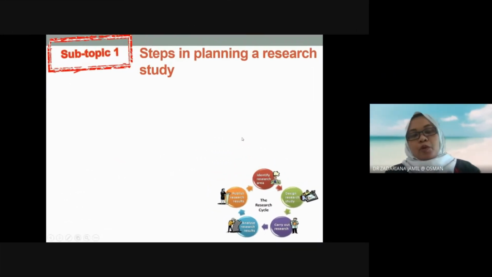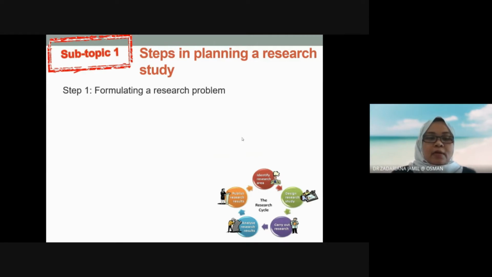Let's look at subtopic 1, steps in planning a research study. What are the steps to plan a research? Let's look at the first step. The first step is to formulate a research problem. You need to identify your interest and then do some exploration on the subject that you are interested in. Then you need to formulate a research problem from the subject area.